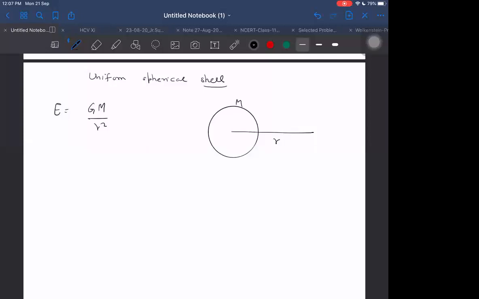If it is valid for the shell, because a complete solid sphere can always be supposed to be composed of several small shells, that will be valid for all the cases. The direction will be as usual along minus r cap, meaning along the inward direction towards the center. That is the formula for field. Sometimes we call it field outside, E outside, or E for r greater than capital R, where capital R means the radius of this.